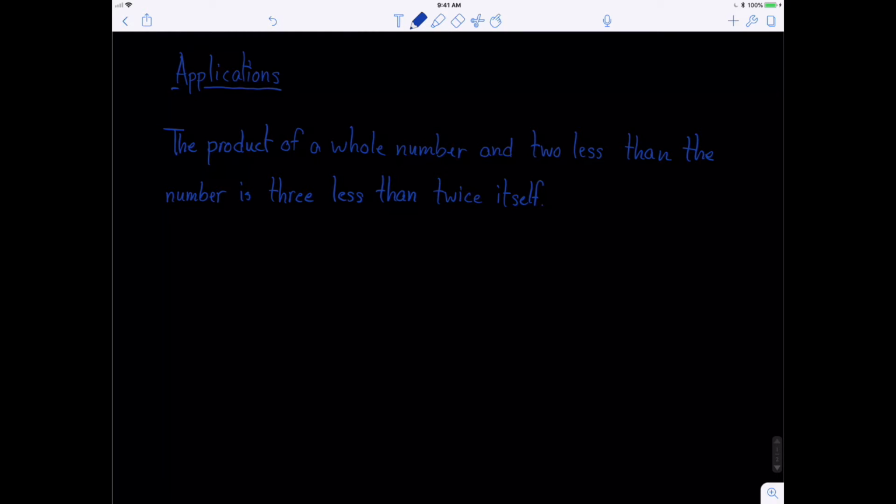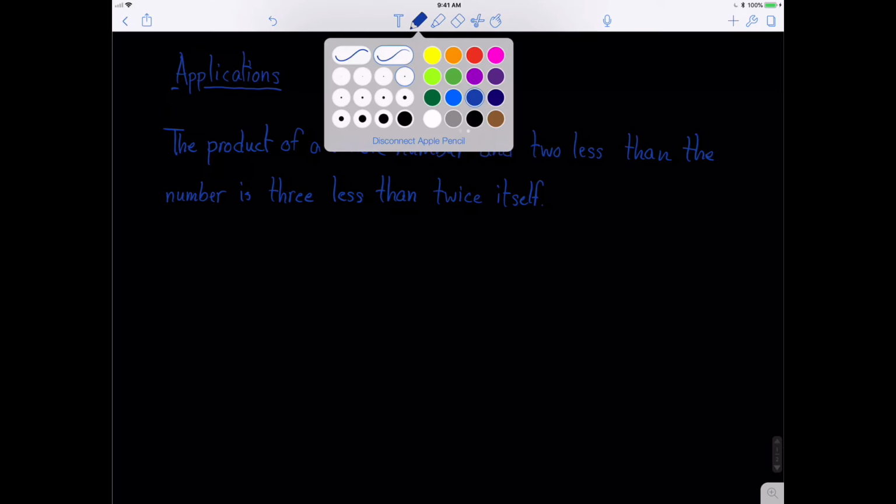Here's our first one. It reads, the product of a whole number and 2 less than the number is 3 less than twice itself. Wow, that's quite a bit to think about. So let's start with this, and I'm going to make some notes here.